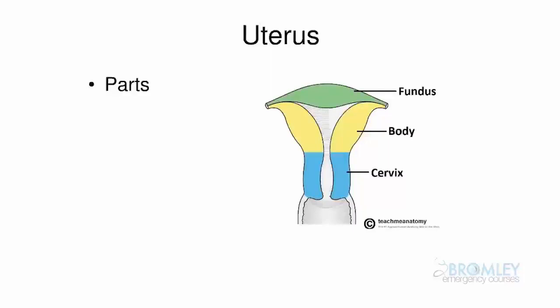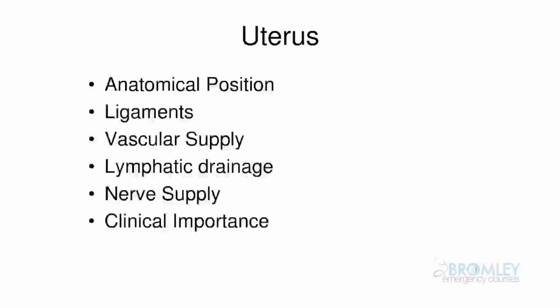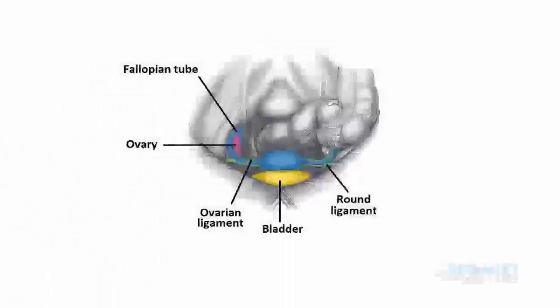Anatomical position is anteverted and anteflexed. You can have various combinations of it. Ligaments. Let's look at the ligaments in detail. Essentially, the tone of the pelvic floor provides the primary support for the uterus. The tone of the pelvic floor. And of course, some ligaments provide further support which secure the uterus in place.